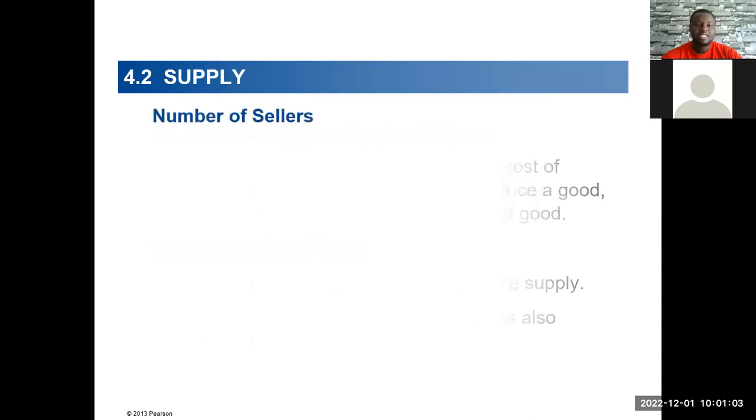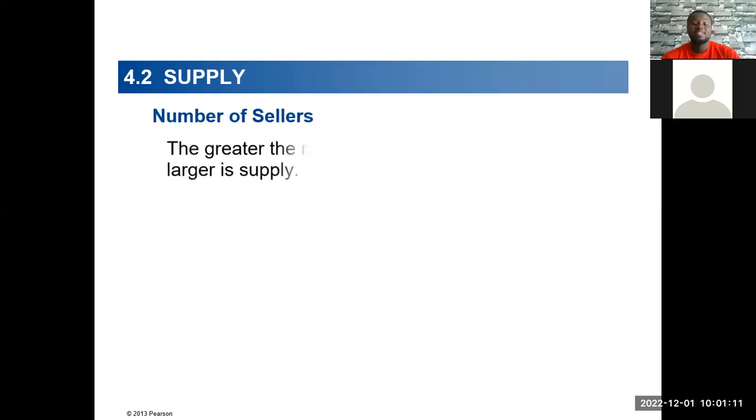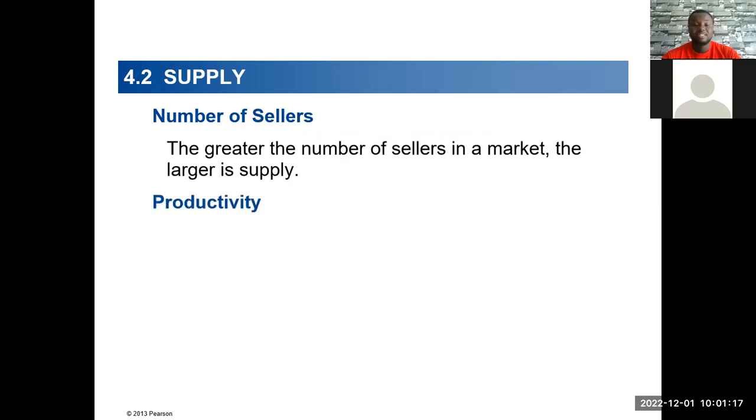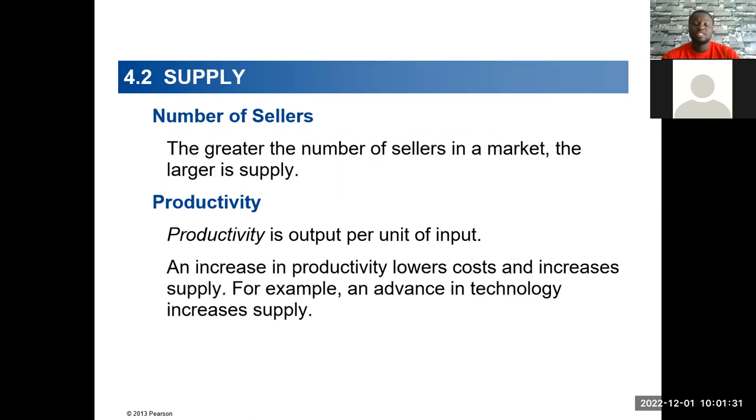Okay. Number of sellers, of course, the more the people that are producing and selling, the higher the quantity that will be in the market. Okay, and then vice versa. And productivity is output per unit of input. So if the resources you are using, the tools you are using, if you have a very high productivity, okay, then you tend to produce more. For example, there's an increase in the level of technology that increases your productivity, so you can produce more and offer more for sale. Okay, so higher productivity means higher supply. Lower productivity means lower supply.